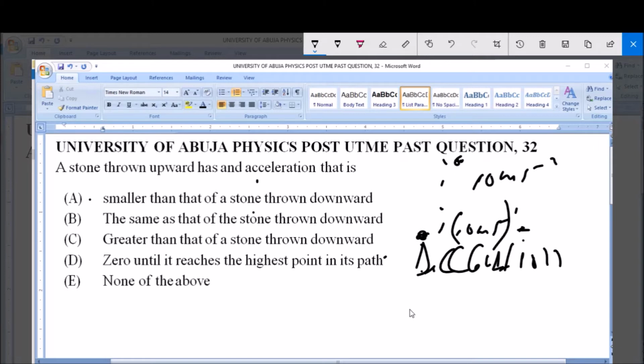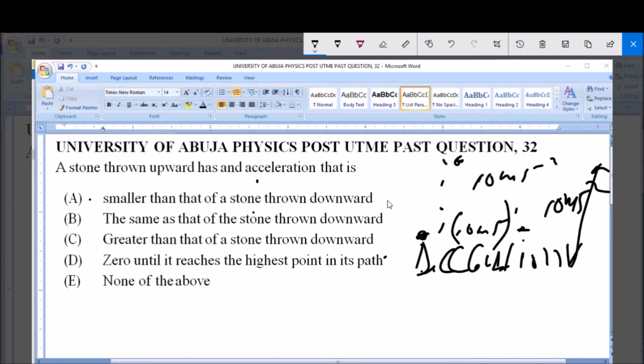Now this is when you throw a stone upward. Now if you throw a stone downwards, the acceleration is what? The acceleration is 10 meters per second squared. That's the acceleration due to gravity on Earth. Now these are the probable points that are given here.